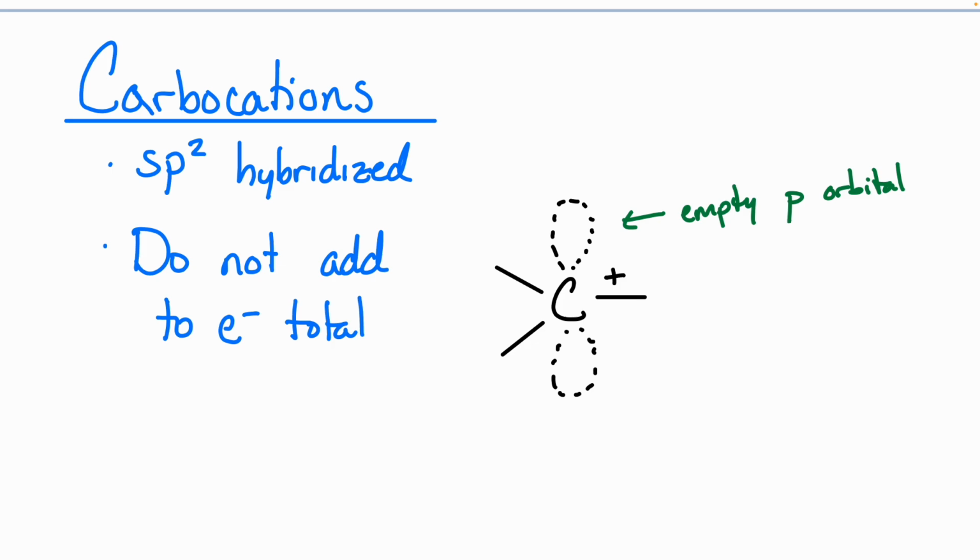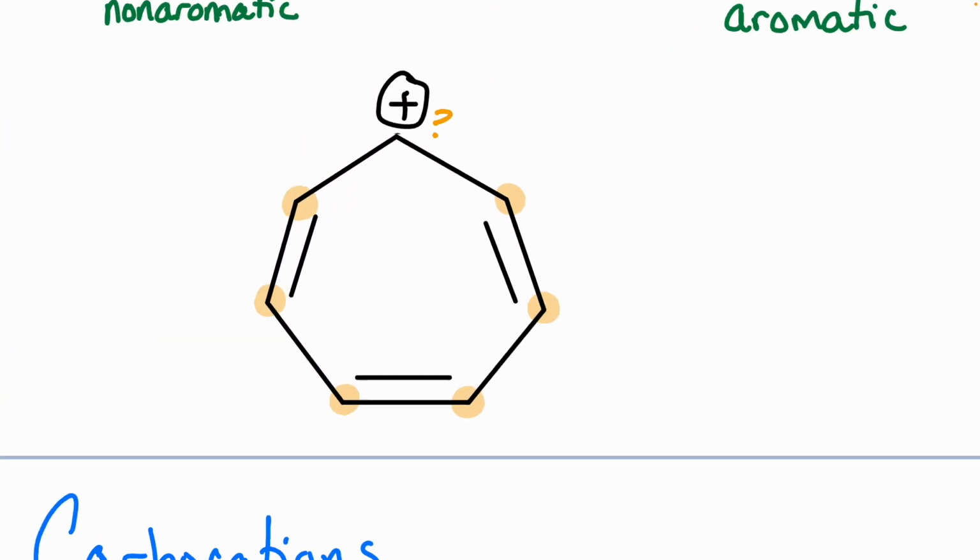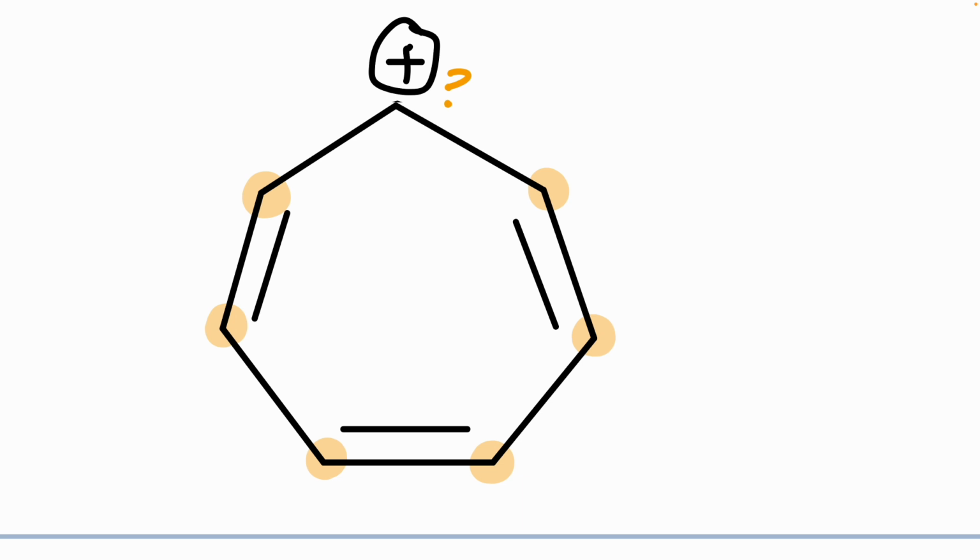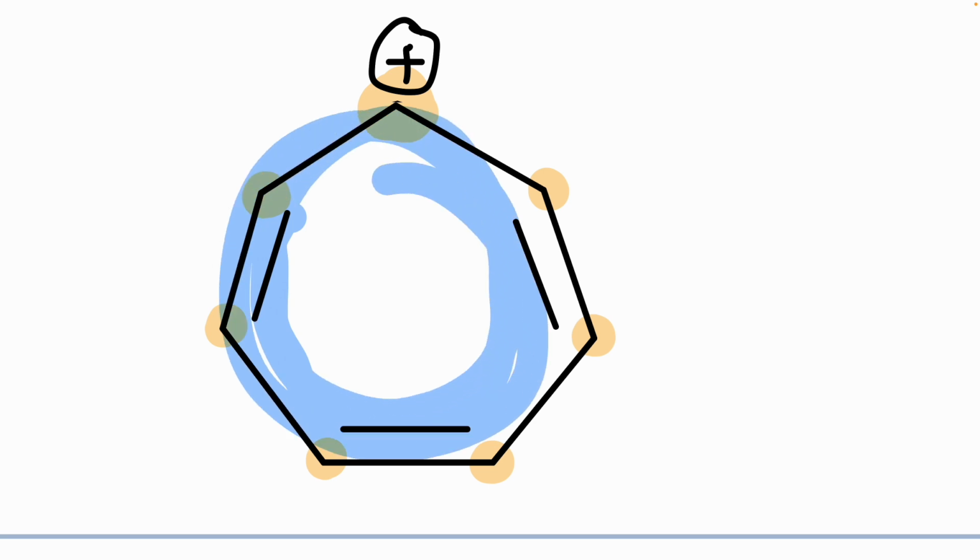So the bottom line is if we look at this molecule here, we're trying to figure out if we have a fully conjugated ring. We get to our carbocation and we say, yes, indeed, carbocations are sp2 hybridized. So that means that this pair of electrons here is going to be able to fully delocalize around that ring, including into that empty p orbital.